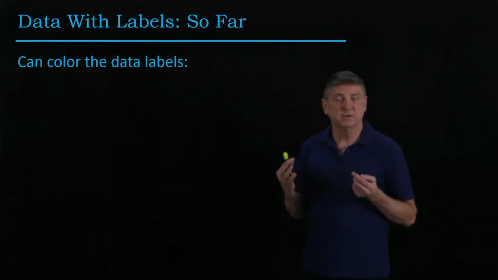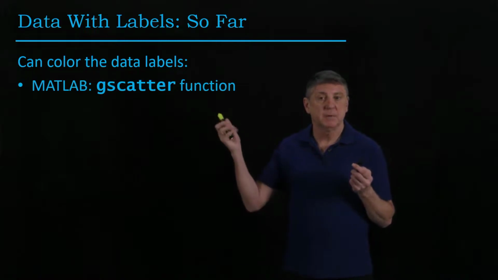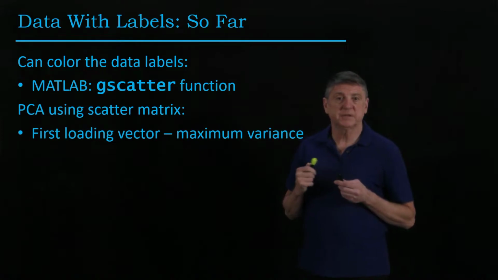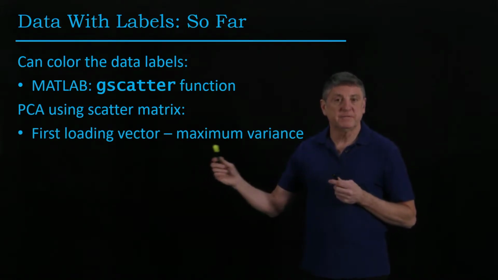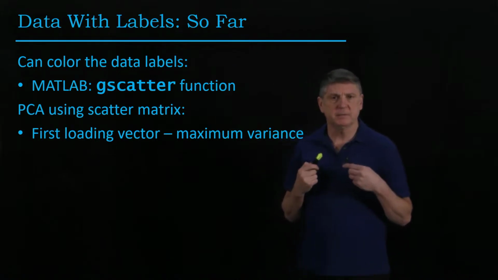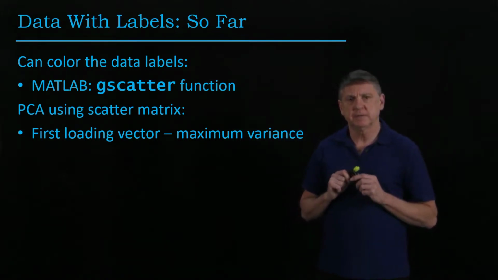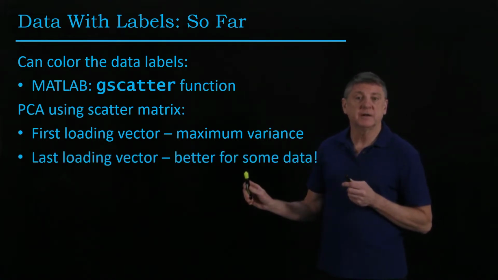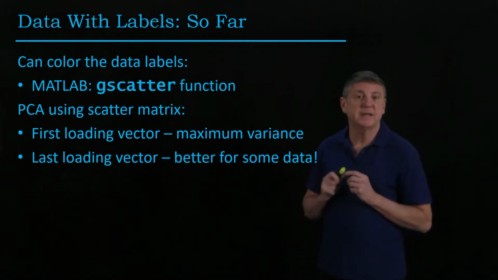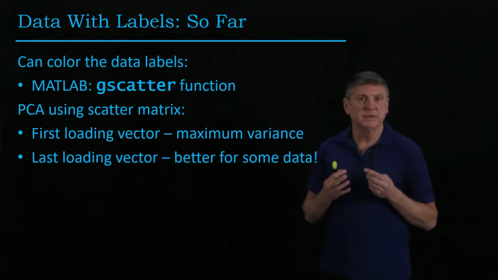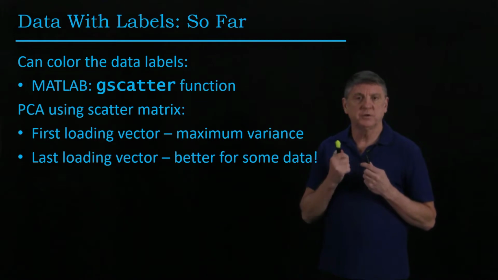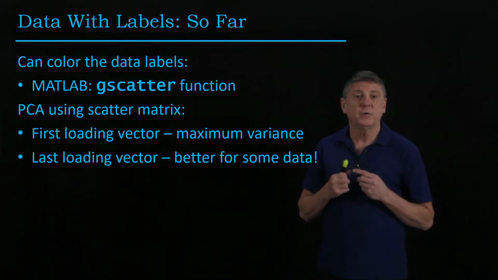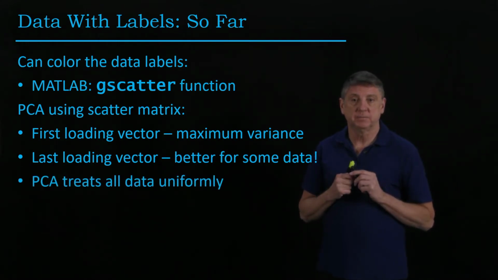So what have we got so far? Well, we can color the data labels. In MATLAB, we can just use the gscatter function. And PCA with a scatter matrix is finding the first loading vector as the maximum variance. Here we're working in 2-dimensional data, but it works in n-dimensional data just as well, and the last loading vector is the minimum variance, and for some data that's a better one to look at. And we really don't know at this point why we should be looking at the maximum versus the minimum loading vector when we have data that have labels associated with them.